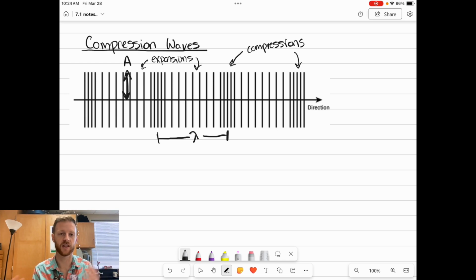Now we have compressions, expansions. And we'll dig more into it. It's just nice to have this information kind of in our back pocket. So super quick, easy notes, getting us going.